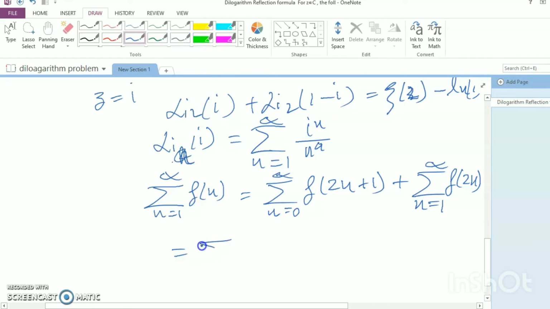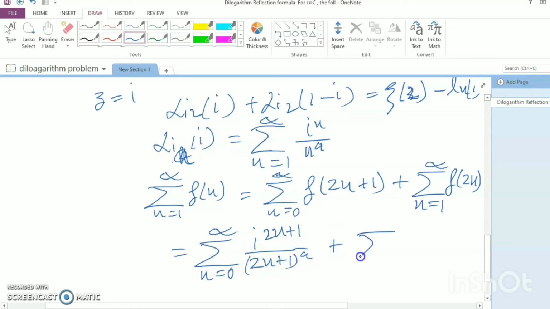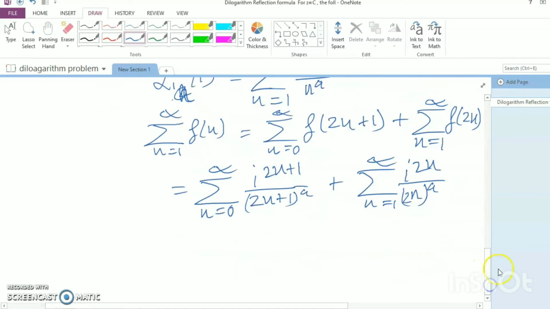So friends, it can be written as the summation n equals 0 to infinity of i to the power 2n+1 divided by (2n+1) whole to the power a, plus the summation n equals 1 to infinity of i to the power 2n divided by (2n) whole to the power a. No problem friends. And now it can be written as i beta a, because it will be the Dirichlet beta function, minus 2 to the power minus a eta a.